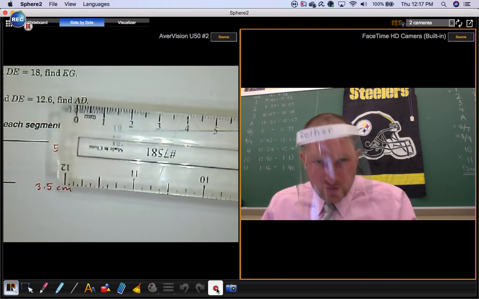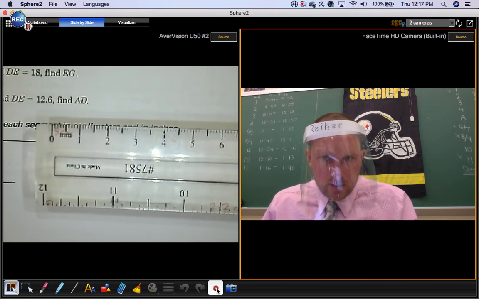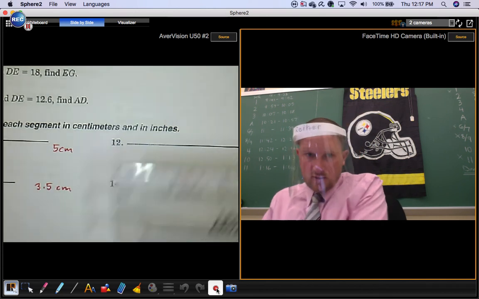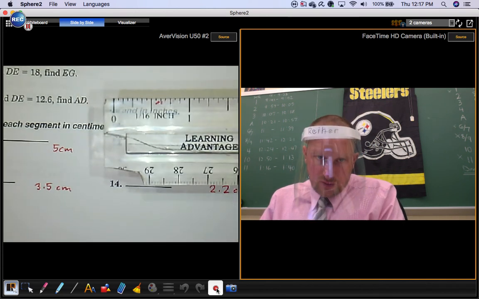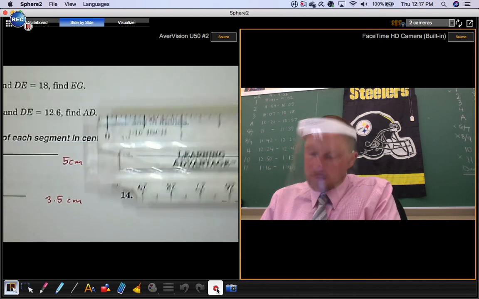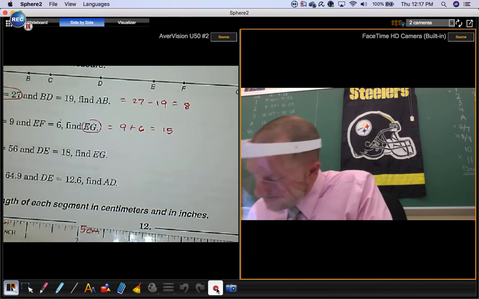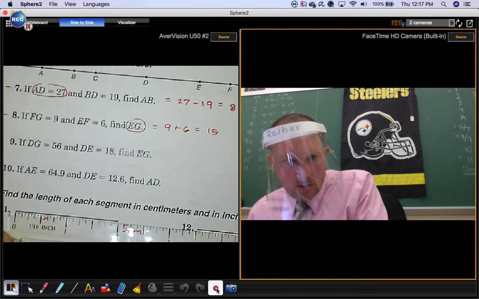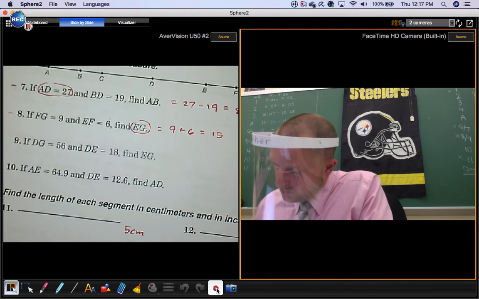Measuring on that metric scale is easier because it's base 10. When you flip over to inches, 16 of those little spaces make an inch. So for number 11, this looks like exactly 2 inches.